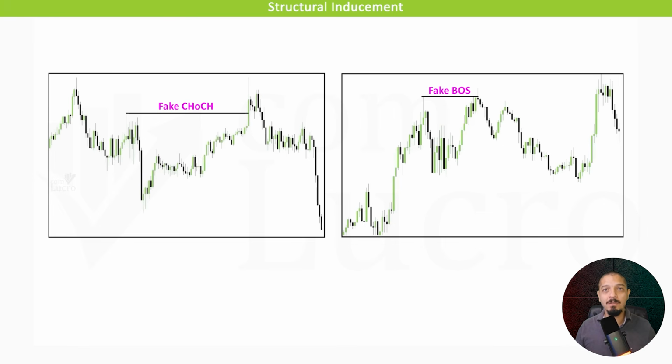Among all types, structural inducement is the most important because it appears directly inside market structure and forms patterns that traders see every day. Structural inducement occurs when price creates a false structure shift, such as a fake CHOCH or a misleading BOS, which encourages traders to enter early or in the wrong direction.